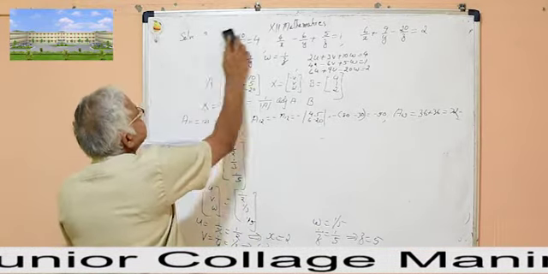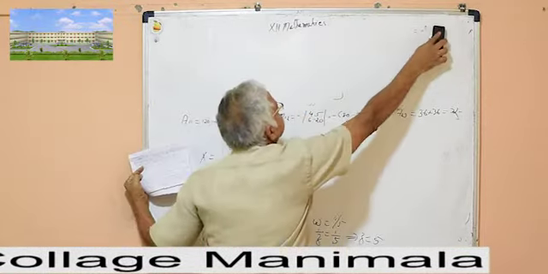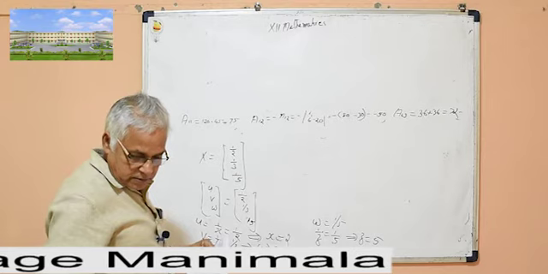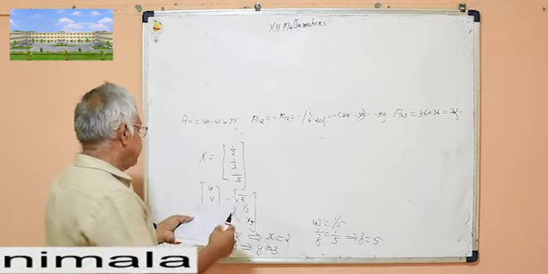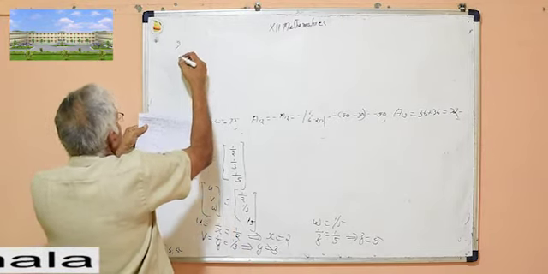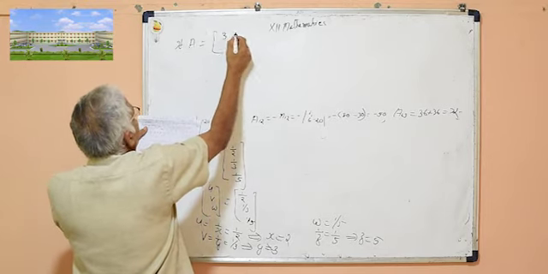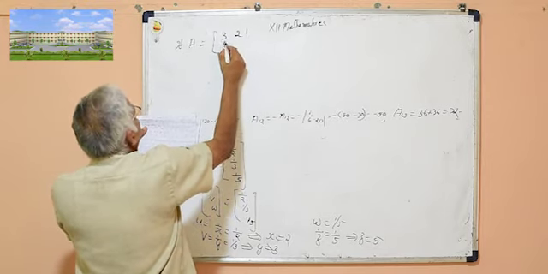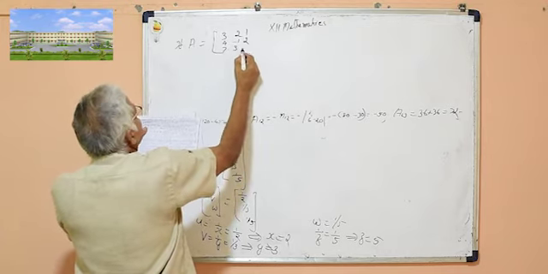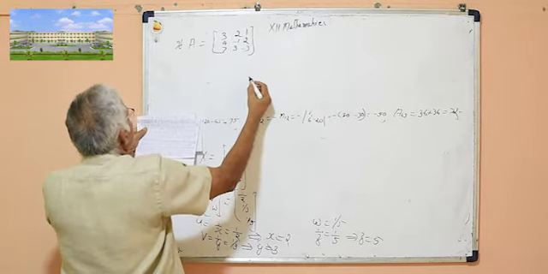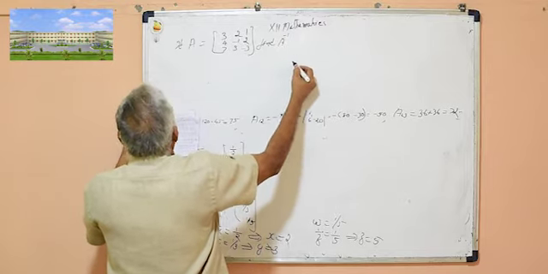Another question, question 4. If A = [3, 4, 7; 2, -1, 3; 1, 2, -3], find A inverse and hence solve the equations.